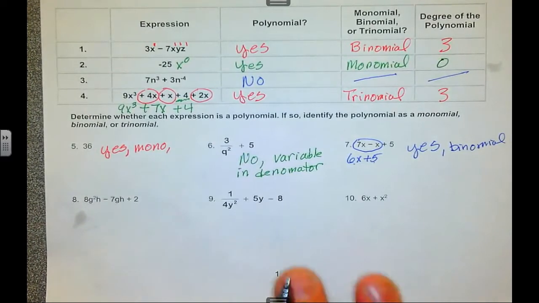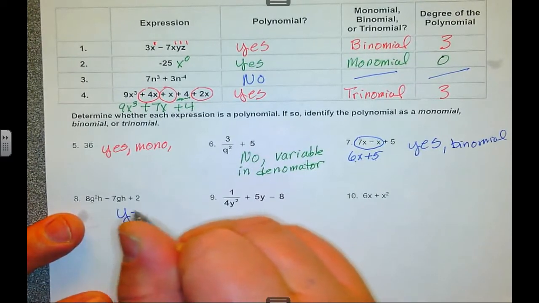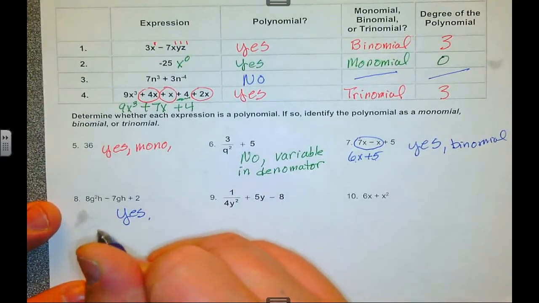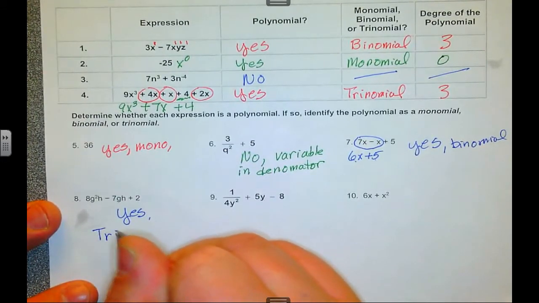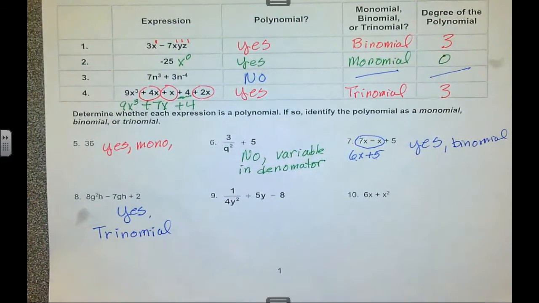How about number 8? Yes, it is a polynomial. What kind? That's right, trinomial. 3 of them. Good job, Dewey. You're welcome.